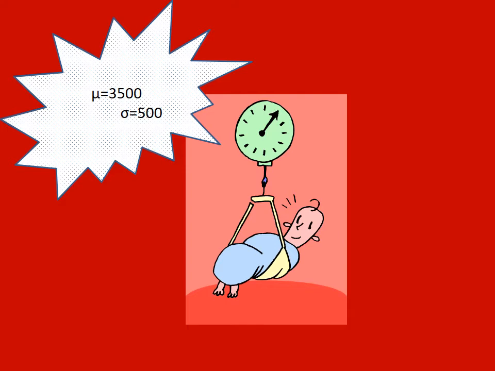Now let's go on to a realistic probability question. Take, for example, the case of a community for which the birth weights of male babies is known to have a mean of 3,500 grams and a standard deviation of 500 grams.